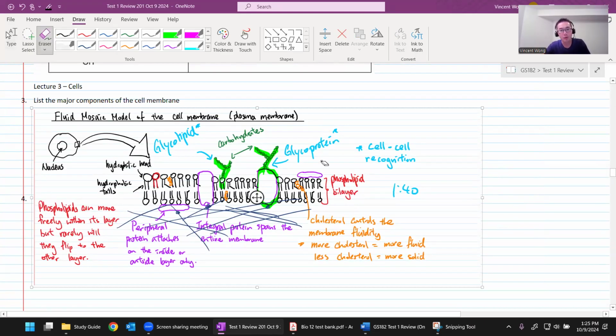So these glycoproteins, sugary proteins, and sugary lipids, they are important for cell recognition.